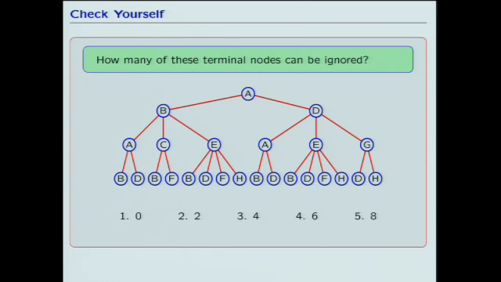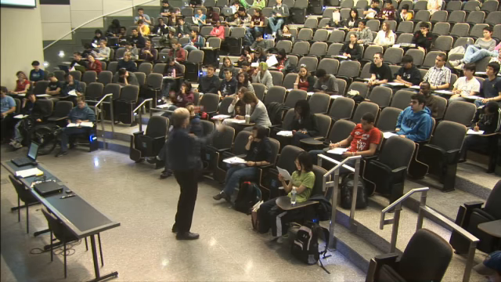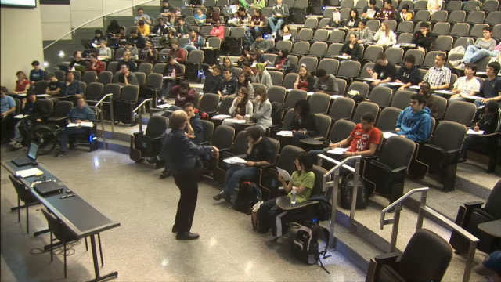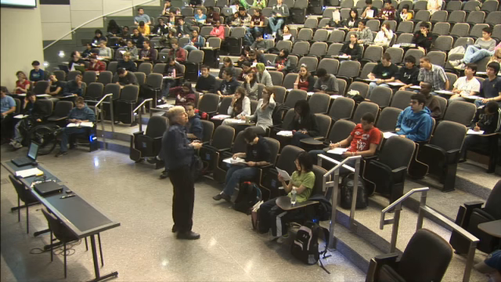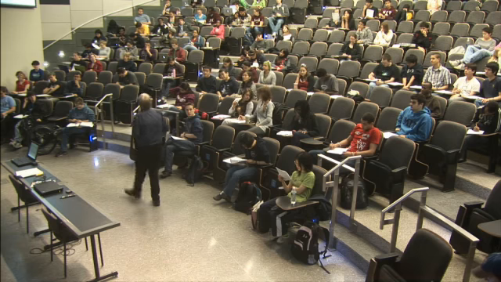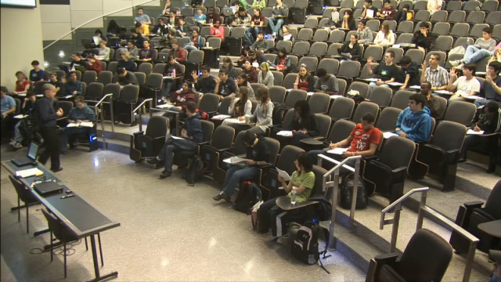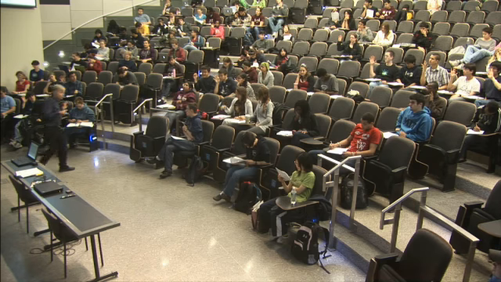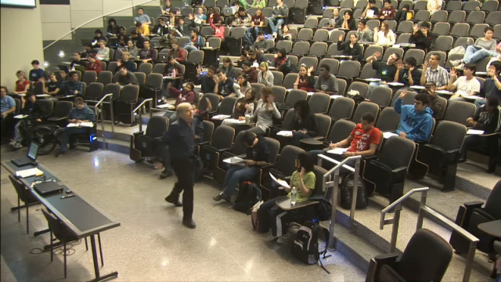So the question is, could I throw away some of the terminal nodes? Notice that I'm using the word terminal kind of funny here. The tree keeps going, right? The tree is actually infinite in length. So by terminal, I just mean this row 3. So could I throw away some of the nodes in row 3? And in particular, how many of them could I throw away? 0, 2, 4, 6, or 8?